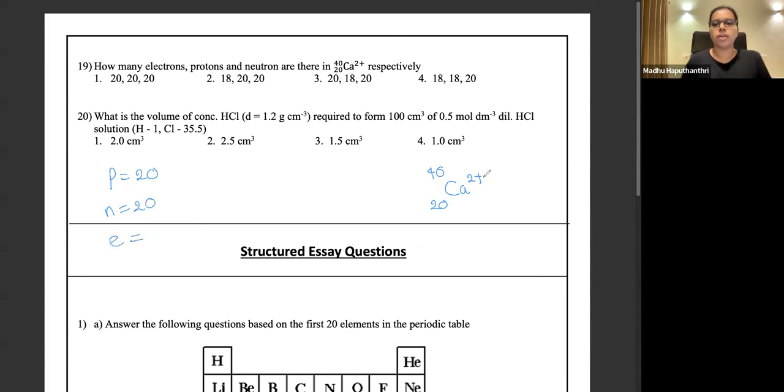Electron count: it is 2 plus now. 2 plus means it has released 2 electrons. In the elemental state, the electron and proton counts are the same. When calcium is not having any charge, 20 electrons are there. Now from that, 2 electrons are ejected, so it's 18. So the order: electrons 18, protons 20, neutrons 20. The answer is number 2.